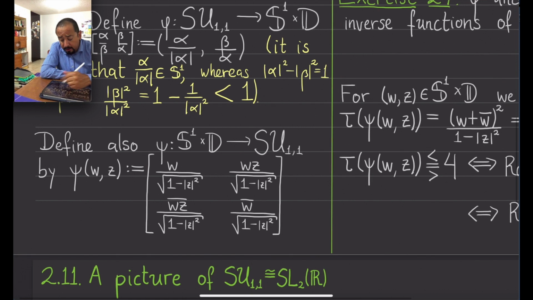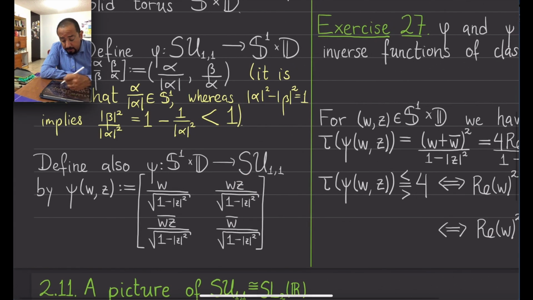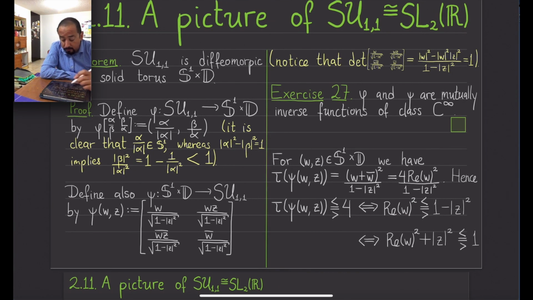And then again, if we represent W and Z in the form x plus iy with x and y real, and then we develop this formula in terms of x and y, one can see that psi is also of class C infinity. And also a direct computation shows that phi and psi are mutually inverse. So they are mutually inverse diffeomorphisms. Okay, so indeed SU11 is diffeomorphic to the solid torus. So SL2R is as well.